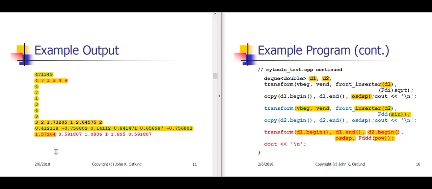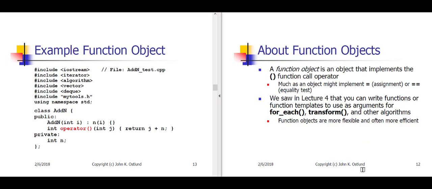Okay, so it's very handy to know about the second variation of the transform algorithm that takes two input sequences and uses a binary function to produce one output sequence of values. Next up, we're going to take a look at function objects. A function object is simply an object that implements the function call operator, the open and close parenthesis. You can overload the function call operator for a class in the same way that you would overload something like assignment or equality test.